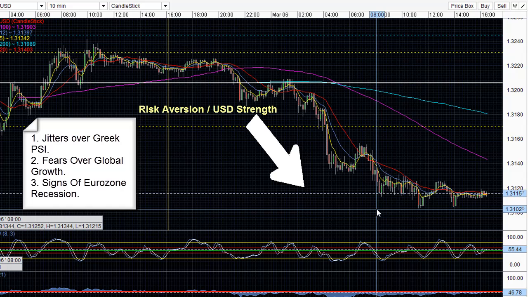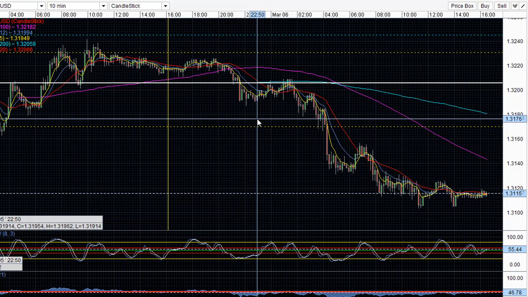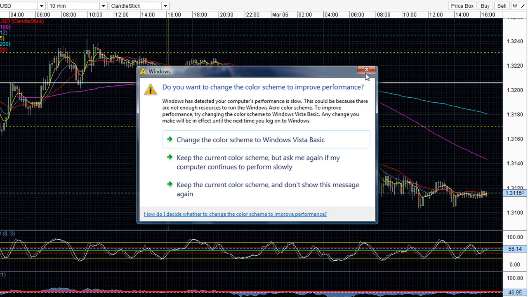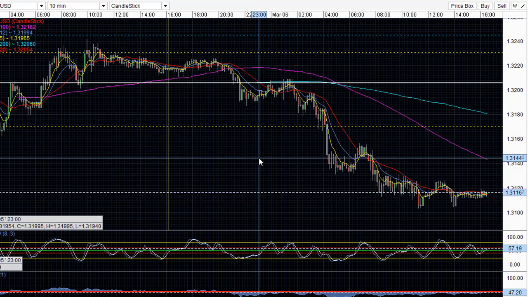So of course, for most of the day, it's been risk aversion, and we've been seeing dollar strength, excuse me, and weakness across multiple asset classes. And we may continue to see more risk aversion until the market finds some reason to be confident again.